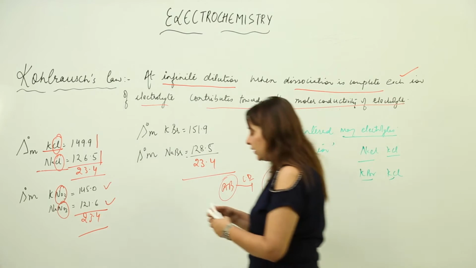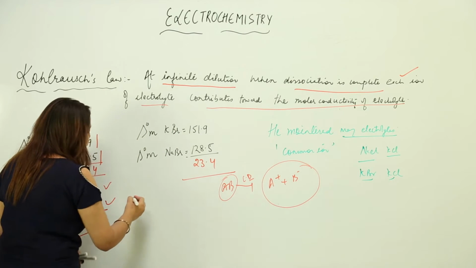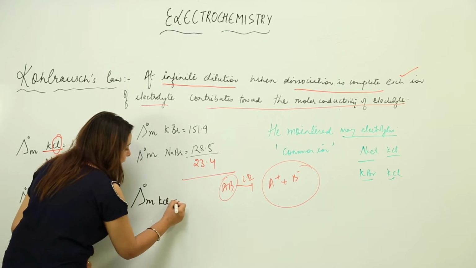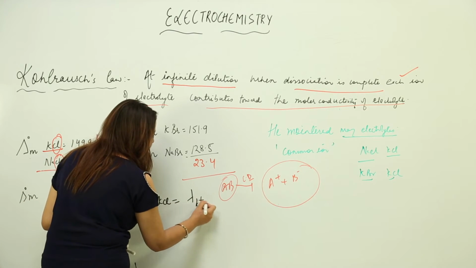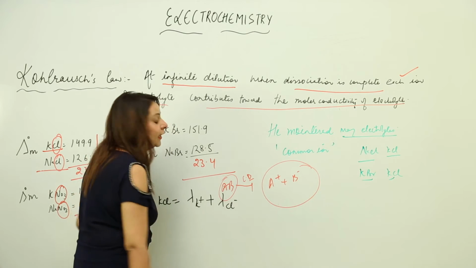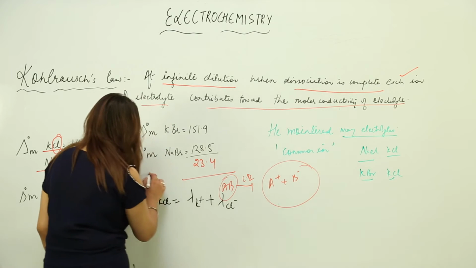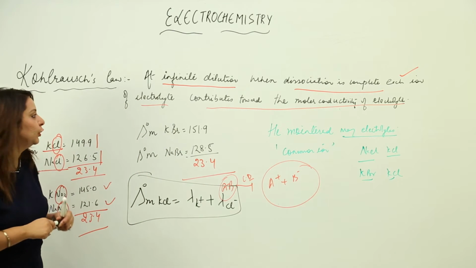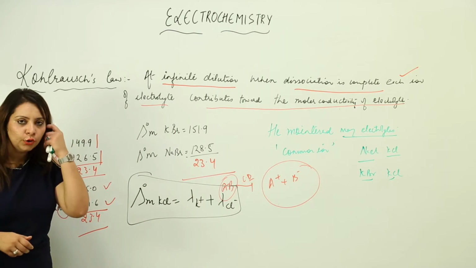So that means if I need to express it mathematically, I can write that the molar conductivity of, let's say, KCl is equal to the conductivity of K positive ions plus lambda Cl negative, that is the conductivity due to the chloride ion. So this is how you are going to state a mathematical expression for the Kohlrausch law. So this is what the Kohlrausch law is.